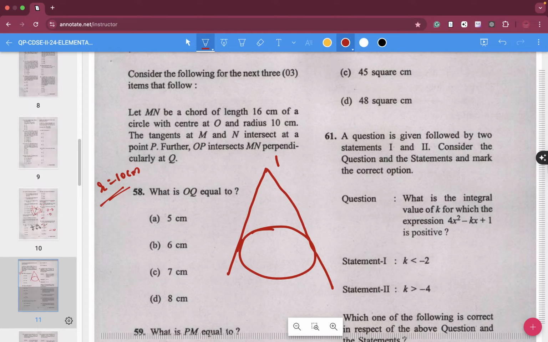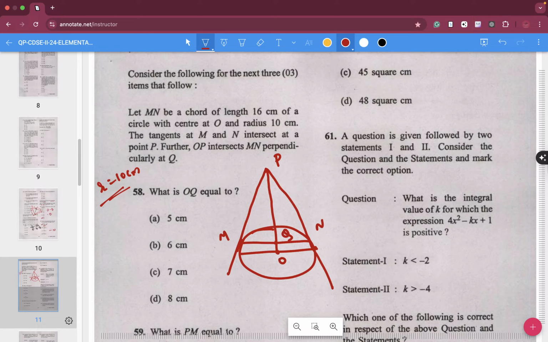This is also a very classical one. M, N, this is your chord MN, and this is, let's say, your diameter through O. Now this particular line intersects P, and it intersects over here at Q.